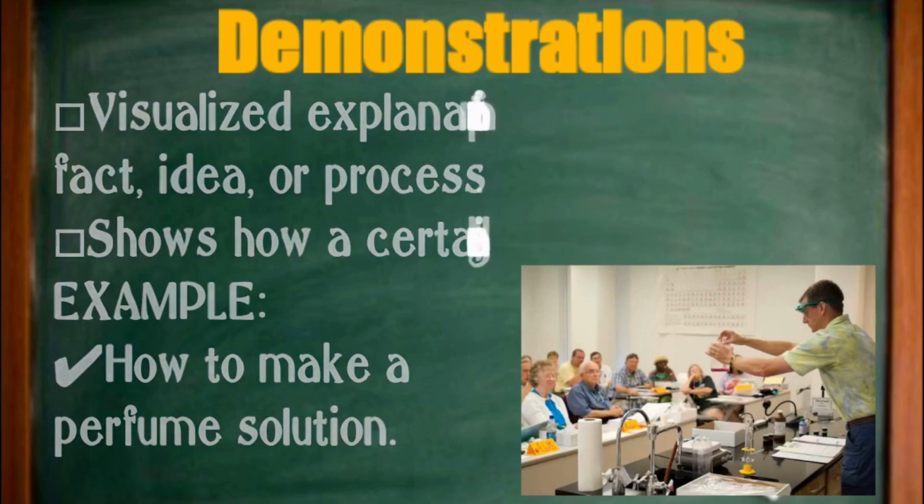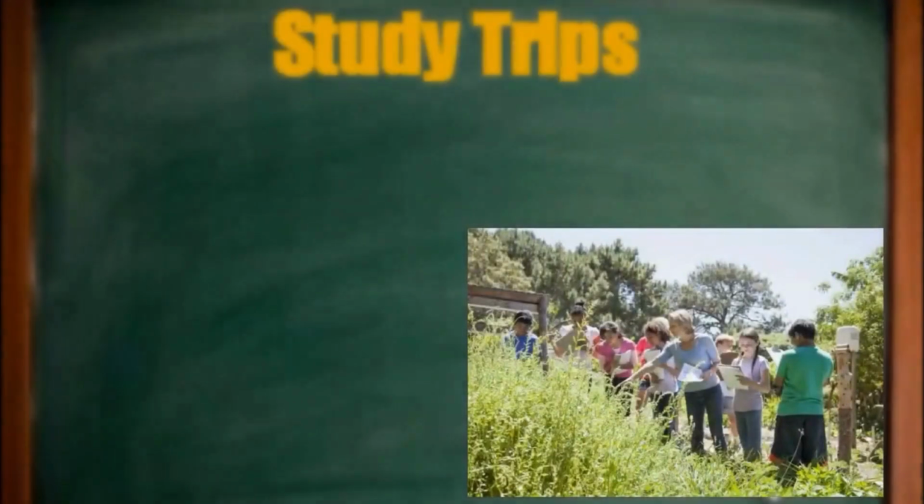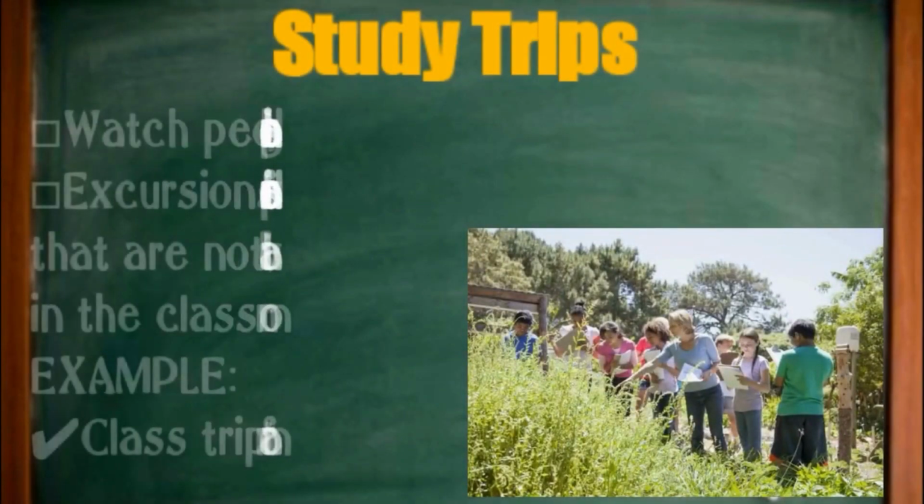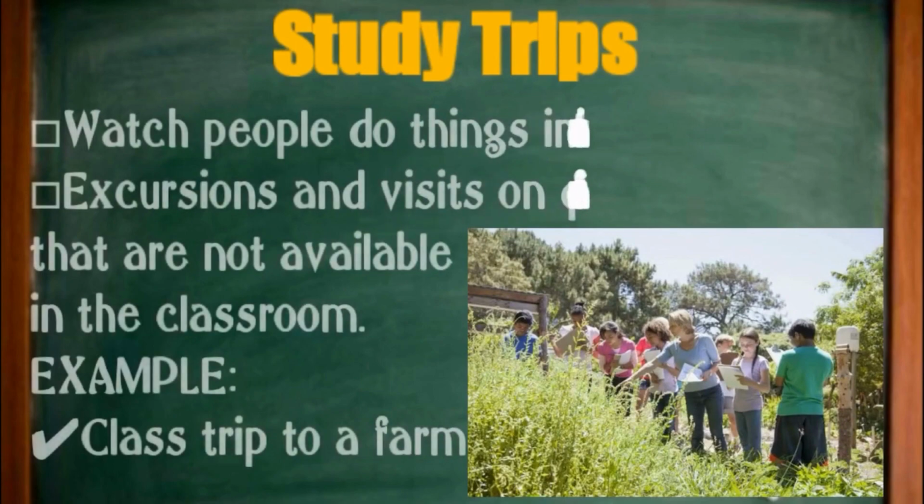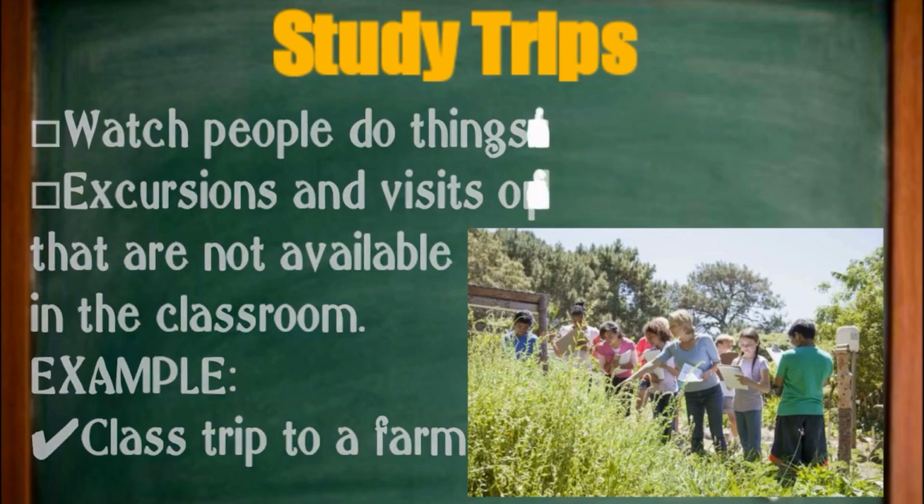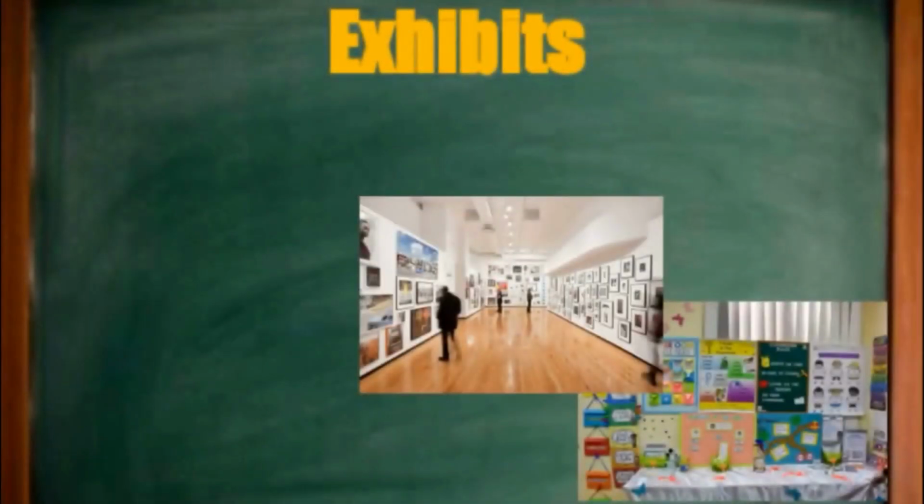In this level, things are shown based on how they are done. Another level would be the study trips. This level extends the learning experience through excursions and visits to different places that are not available inside the classroom. Through this level, the learning experience will not be limited to the classroom setting, but rather extended in a more complex environment. The level of study trips is followed by exhibits.